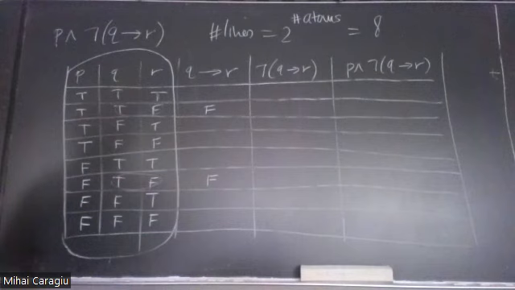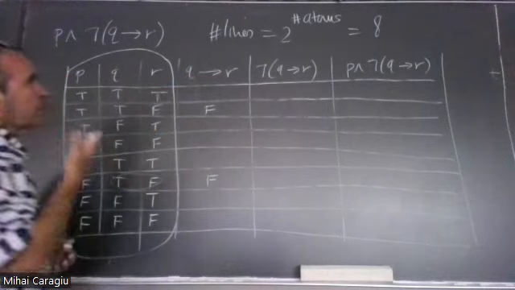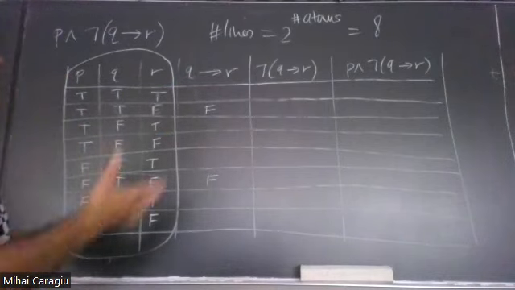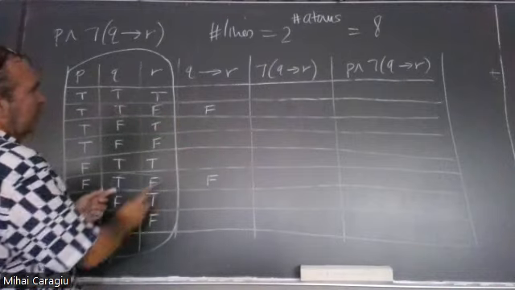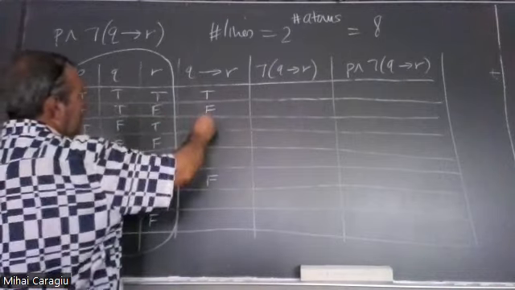The implication says if Q is true, then R is true. That's the alternative reading of the implication. If Q is true, then R is true. So if Q is true, R cannot be false. So truth leads only to truth. Truth never yields false. So that's why you put falses here, when true implies false, here and here. Right? Otherwise, it's true all the time.